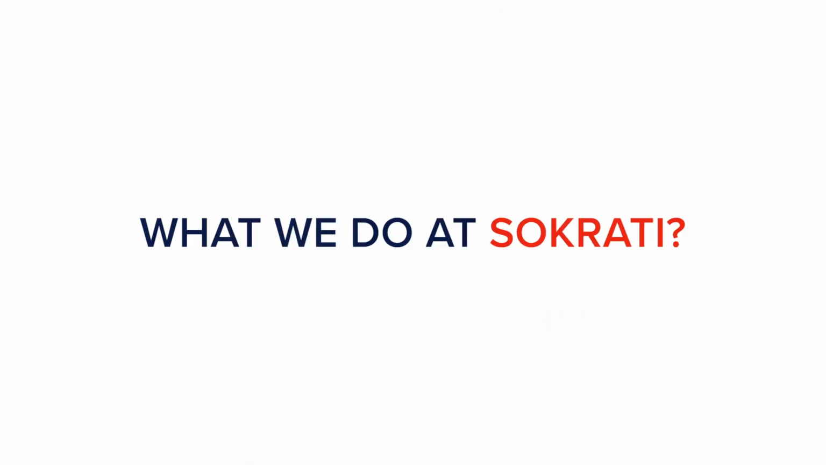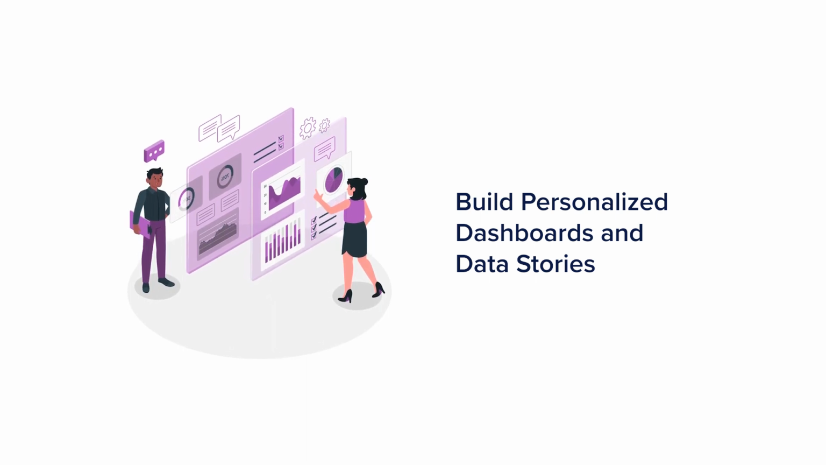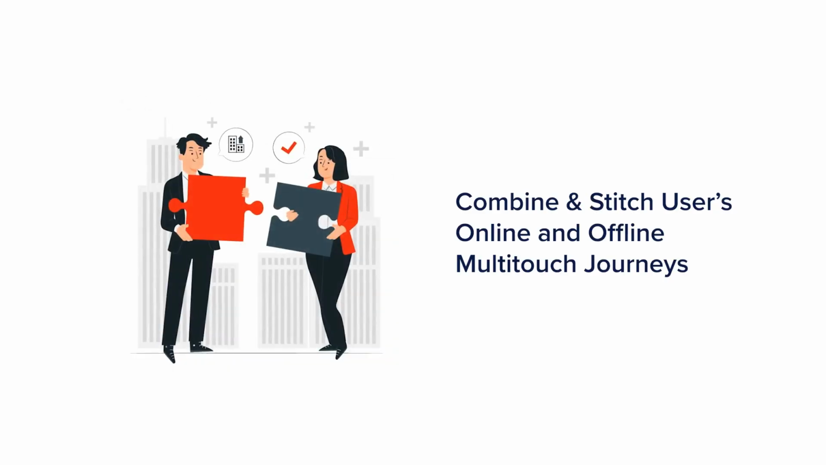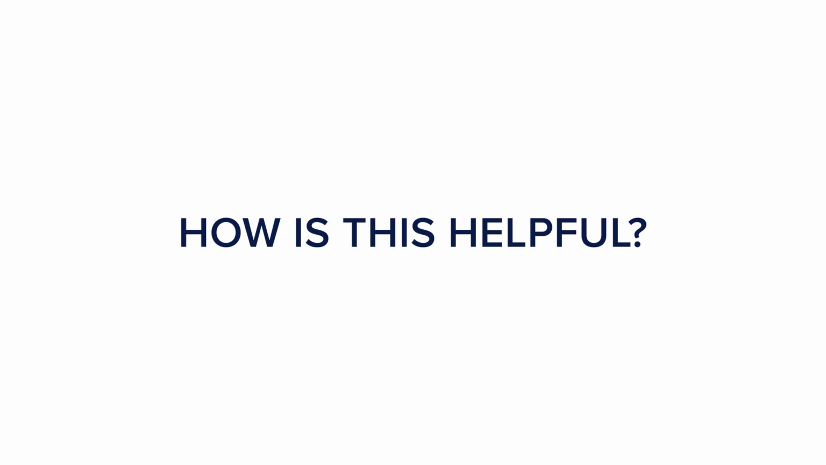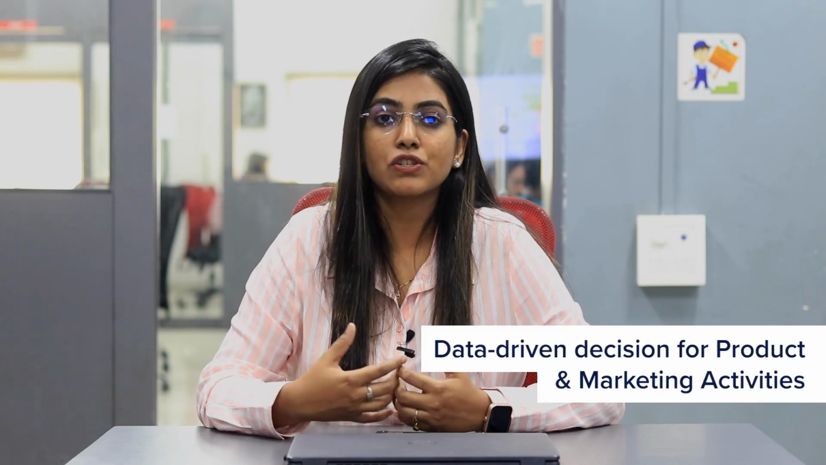So what we do at Sokrati is build personalized dashboards for brands, and we try to build data stories around the data from the reports that we collect. We not only understand the journeys on the website or app, we understand every multi-touch journey that is there, online and offline. We can have journeys from offline stores, from points of sale, from kiosks, and we combine and stitch the online and offline journeys and understand these reports in depth. How this is useful is that brands have richer user behavior data, and when they mature digitally, they will be able to make data-driven decisions for product integrations or product-based changes and also automate their marketing activities.